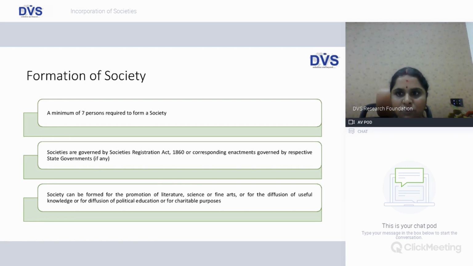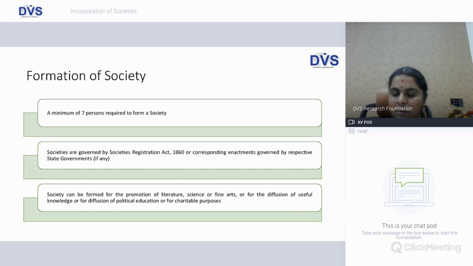Let's see the formation of a society now. The prerequisite is a minimum of 7 members to form a society, and these are governed by the Societies Registration Act, the Central Act, or corresponding enactments by respective state governments, if any. Like MP, you have the Madhya Pradesh Societies Registration Act, and also you have the Cochin Literary, Scientific and Charitable Societies Registration Act 1955, the Travancore Act. So the respective states are also governed by their enactments.